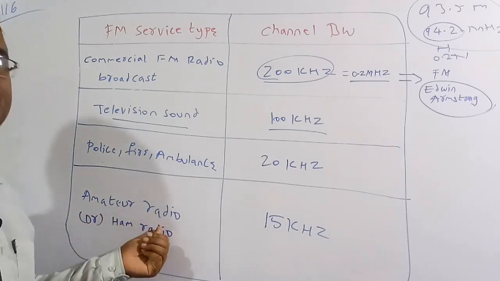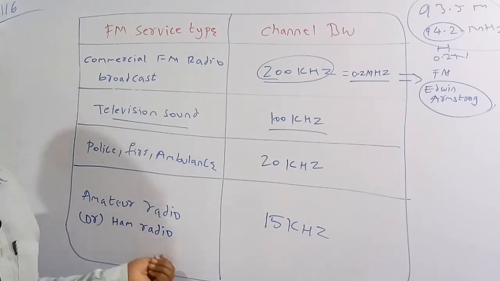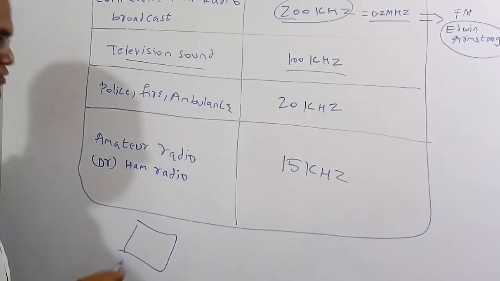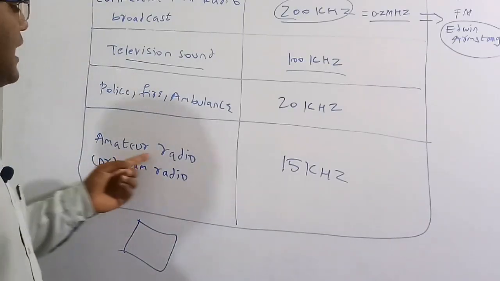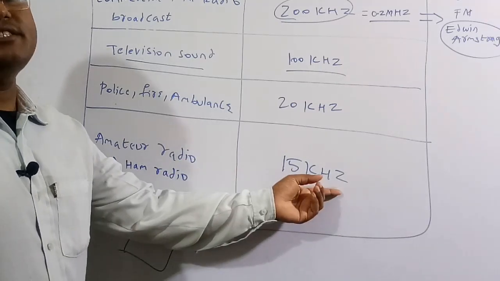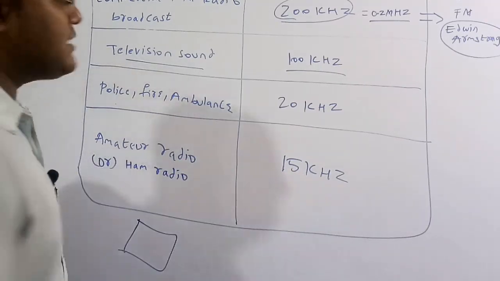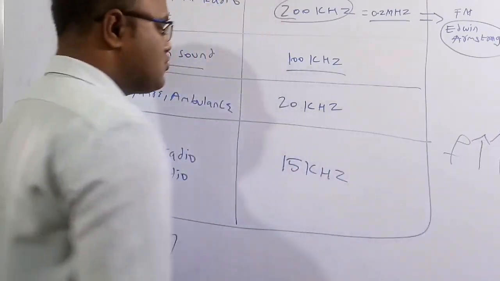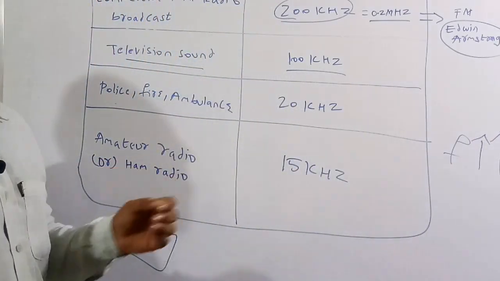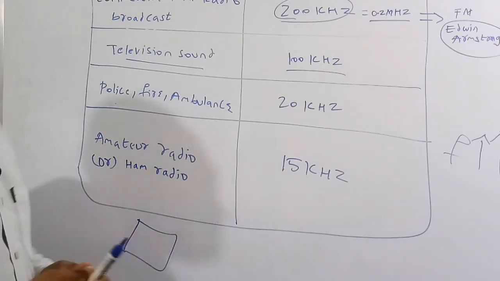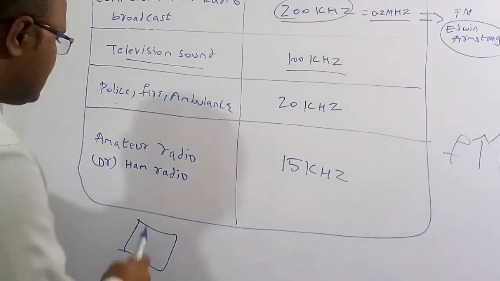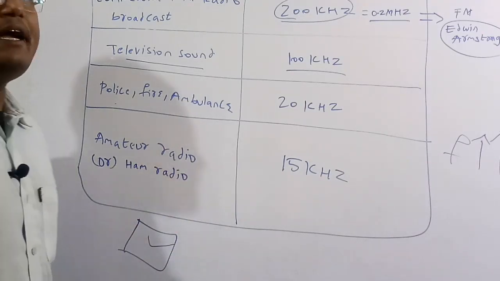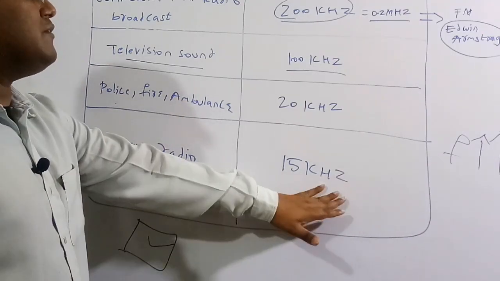Similarly, amateur radio is also called ham radio. Suppose one person wants to make a radio for himself, for experimental purposes. That is called amateur radio. It can go only up to a channel width of 15 kilohertz. As the frequency increases, the distance covered by the signal also increases. Amateur radio is only for individual persons or some company for their own communication, for experimental purposes. So it is only 15 kilohertz.